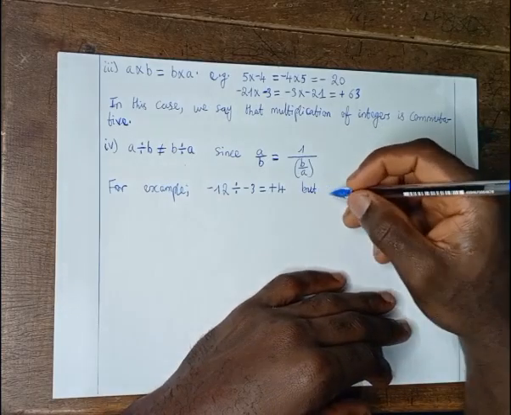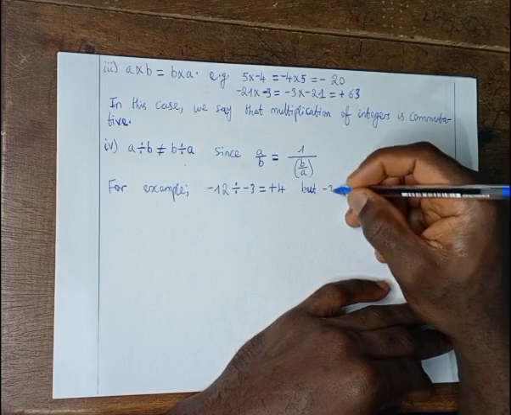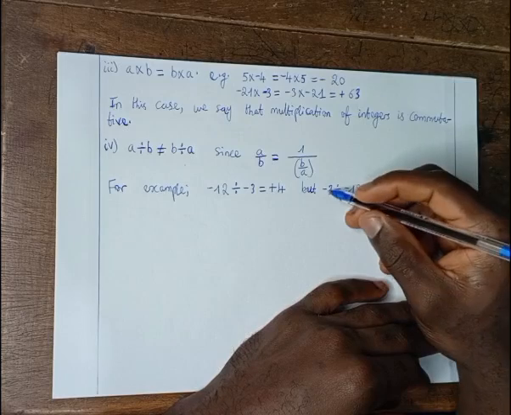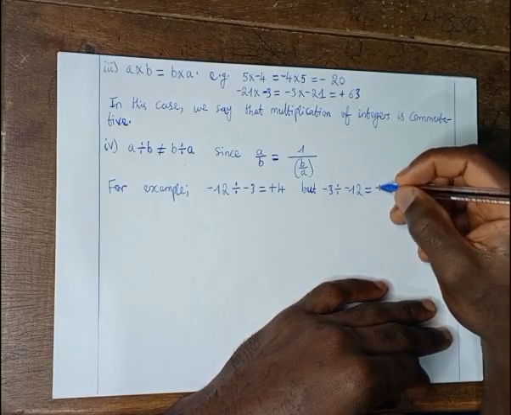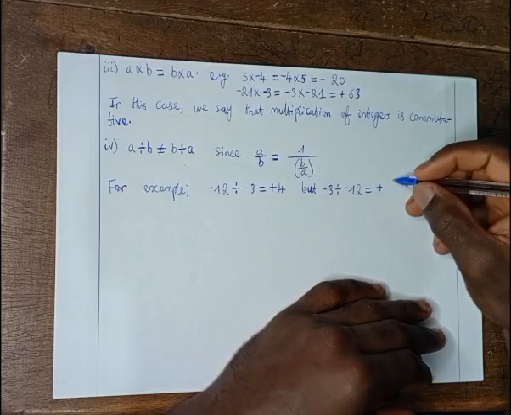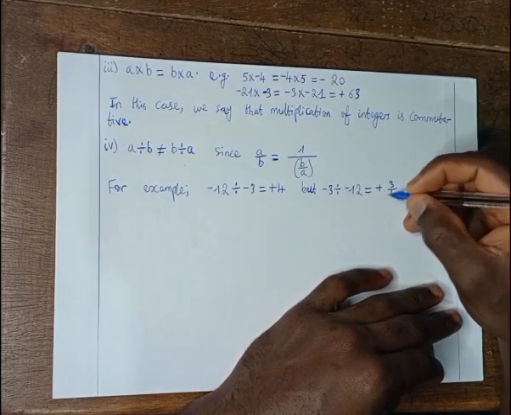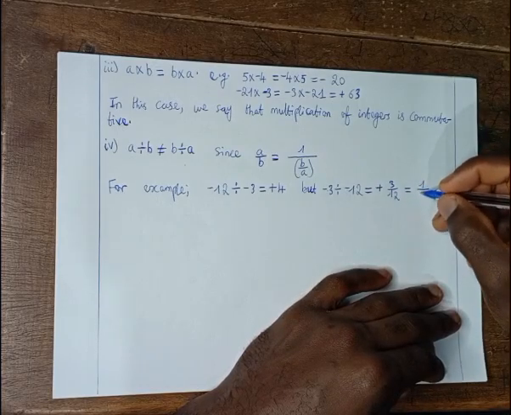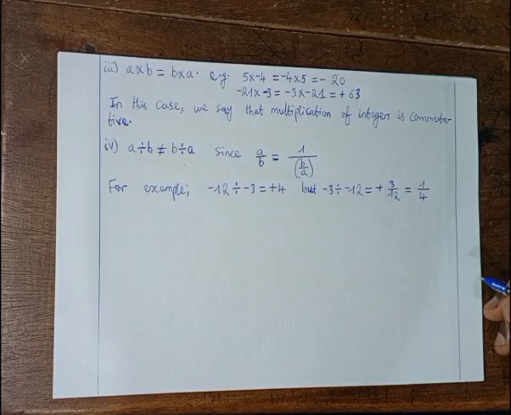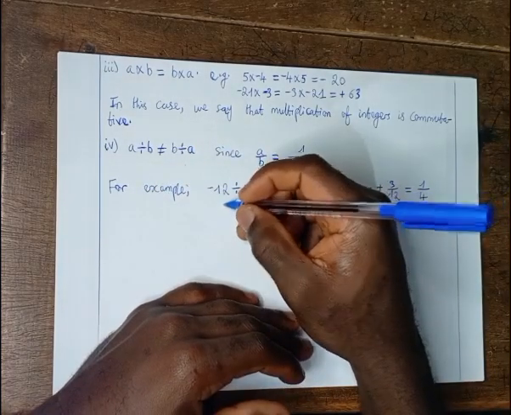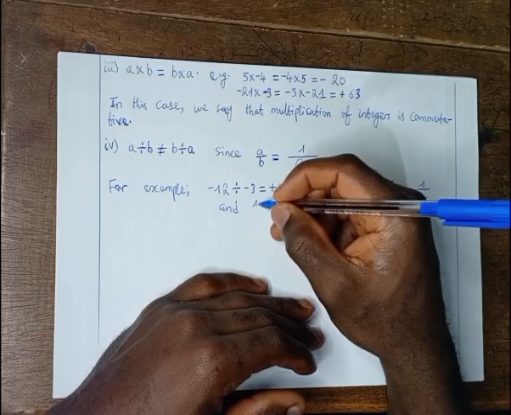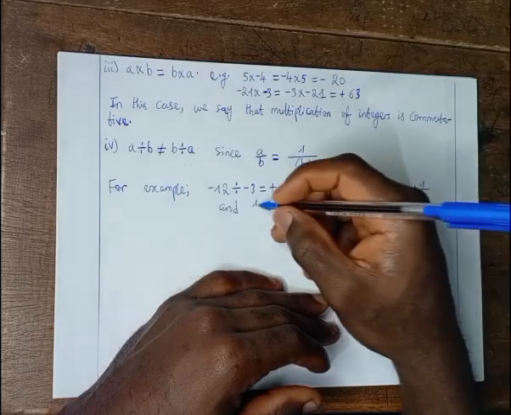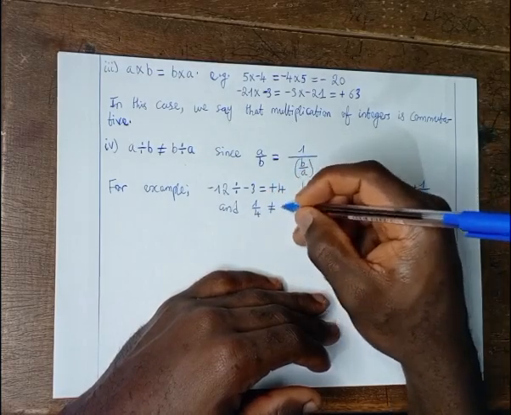But where the contradiction comes from: if we divide negative 3 by negative 12, we are dividing two negative numbers, so the result will be positive. 3 divided by 12, we can write this as 3 over 12. If we simplify, 3 goes into 3 once, and 3 goes into 12 four times, so it gives us 1/4. This is still positive 1/4, and 1/4 is not equal to 4.